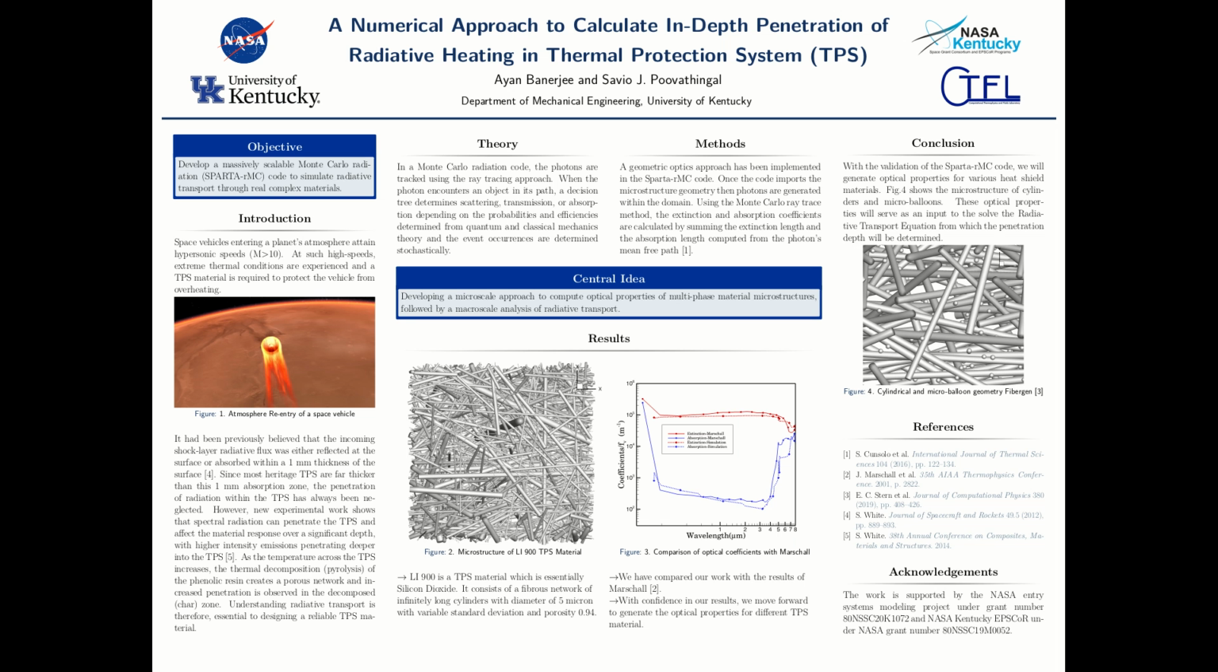Ultimately, when the gases come to a ground state, they release some energy. This energy is essentially photons, and these photons travel into the thermal protection system. We are trying to understand how deep the penetration of these photons into the thermal protection system is. To do this, we have a microscopic approach and a macroscopic approach.